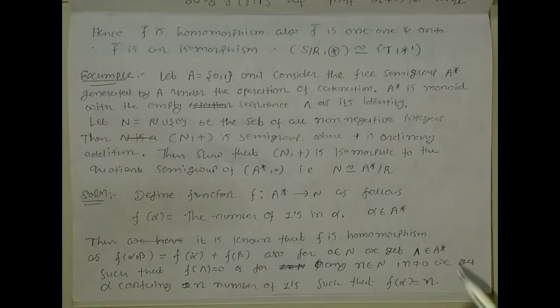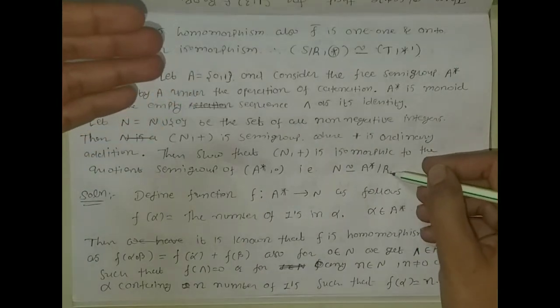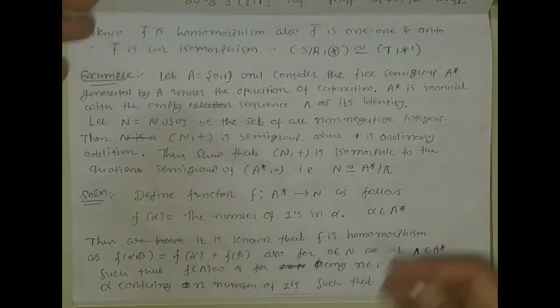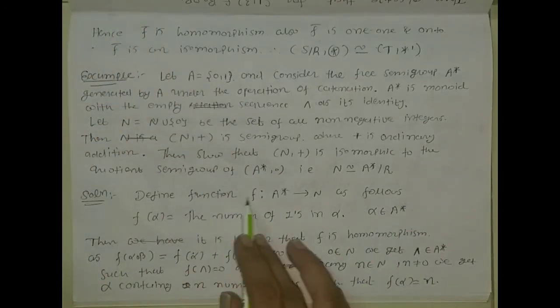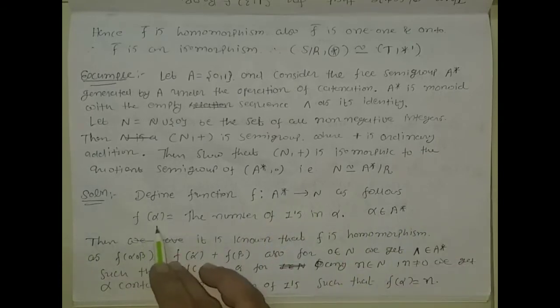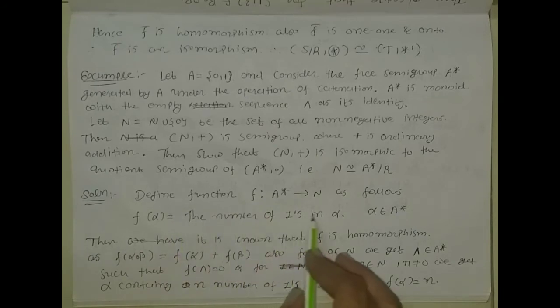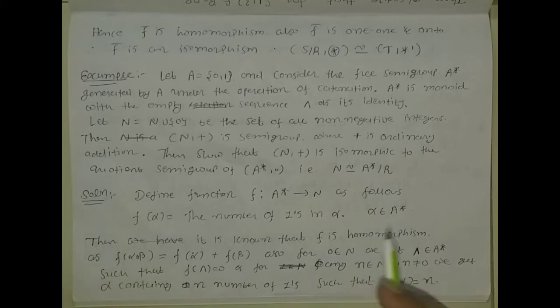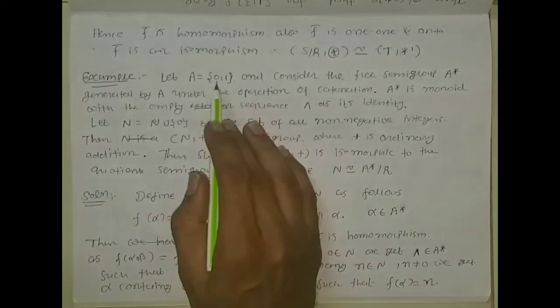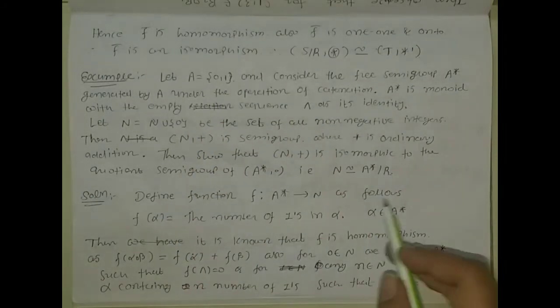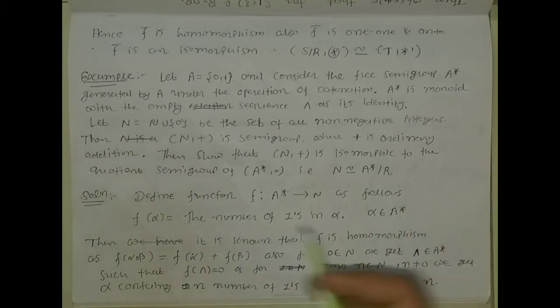So let us see one relation which will be a congruence relation. Define function f from A star to N as follows: f of alpha is equal to the number of ones in alpha. What is alpha? Alpha is an element of A star. This is a finite sequence of elements of A, and the elements of A are 0 and 1. So alpha contains the finite symbols 0 and 1, and f of alpha is defined as the number of ones in alpha.